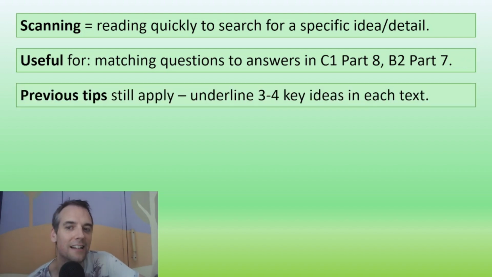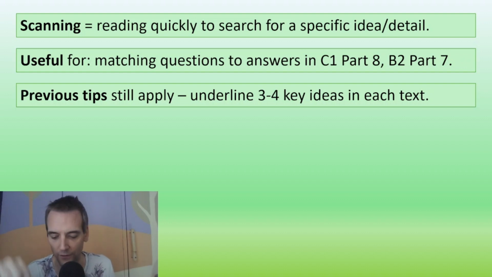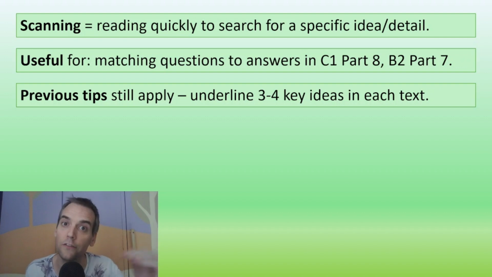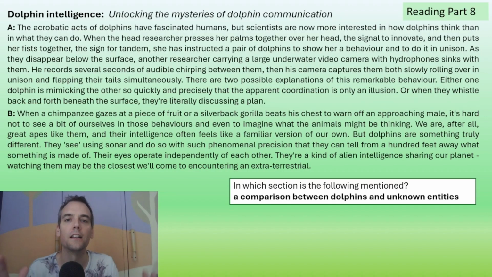My previous tips still apply. My great technique for this part of the exam, in which you underline 3 or 4 key ideas in each text that you think might then be one of the questions, helps you remember them and understand the text. You should still be doing that. But then you're going to use your scanning skills once you've got the question in mind to go over the text and find the answer. So let's have a look at it.